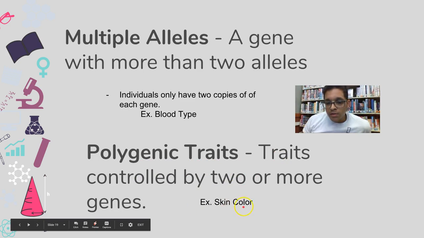So the next is polygenic traits, and these traits are controlled by 2 or more genes. And an example of this is skin color. And so say you have a gene that says you'll have dark skin tone, and another gene that says you have dark skin tone, but you have 5 other genes that are telling you you'll have light skin tone. So all 7 of these genes would be interacting to determine what your skin color is.